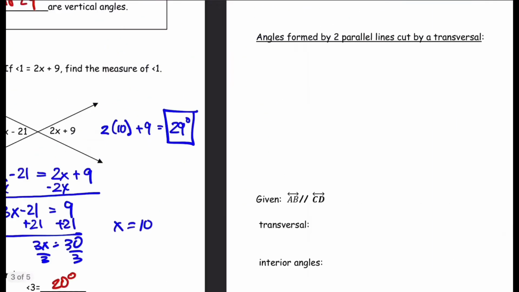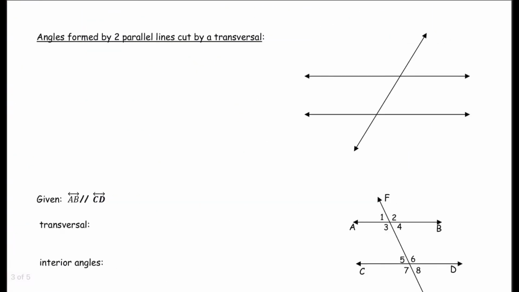Okay, the next topic. Angles formed by two parallel lines cut by a transversal. Now, we're going to have some fancy names for these angles in a minute, but what I want you to notice, I mentioned this in the notes yesterday, one of the most important things in this course is to be able to identify acute and obtuse angles. So notice these two angles that I highlighted here. I'm hoping you all recognize these angles as both being obtuse. Likewise, I could highlight this angle here and this angle here, and those two are both obtuse.